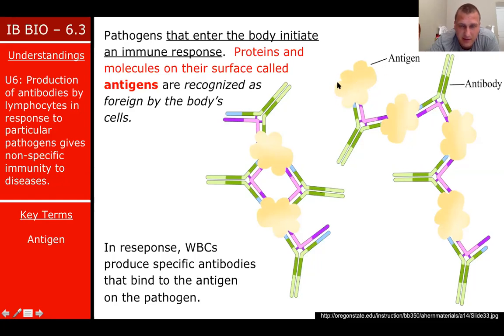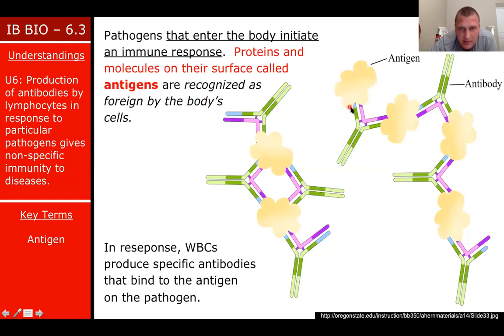Think of it like a bunch of flags or little protein markers that the pathogen has on its outside. The surface layer of the pathogen will have those antigens, or protein markers, or little flags saying, hey, I'm not from this body, I'm foreign. When your body recognizes that there are these antigens on these pathogens, the body will then send antibodies. They are recognized as foreign because they're not from your body.